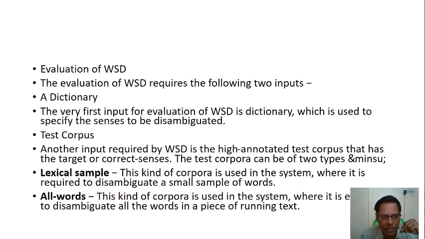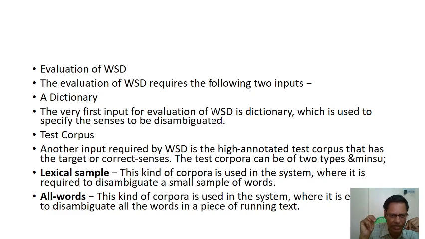Now, the evaluation of WSD. The evaluation of WSD requires two inputs: a dictionary and a test corpus. The test corpus can be a lexical sample or all words. The very first input for evaluation of WSD is the dictionary. Every dictionary will more or less give the same related answer, but for specific words a little meaning change will be there in the dictionary, which is used to specify the senses to be disambiguated. Another input required by WSD is the test corpus, a highly annotated test corpus that has the target or correct senses.